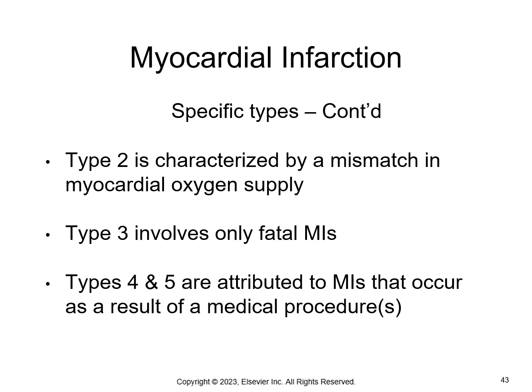Type 3 involves only fatal MIs, okay? So only those that result in death. Type 4 and 5 are attributed to MIs that occur as part of a medical procedure. So like a client comes in for a stent and they die as a result of you putting that stent in, okay, then that is going to classify as a type 4 or type 5. So this is a result of medical procedures.